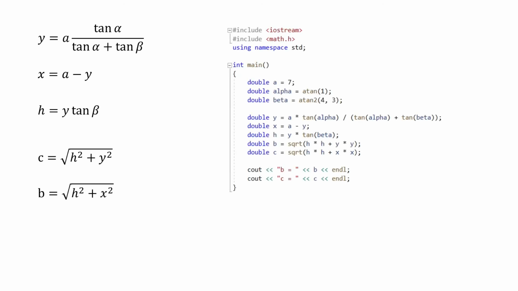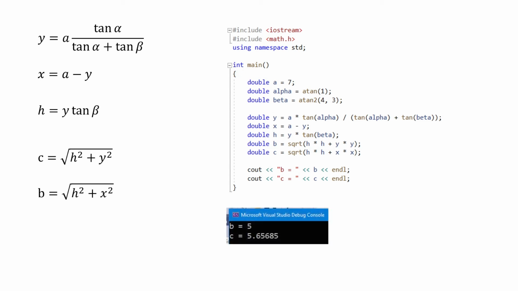This is the corresponding code in C++. Run the program and get the results. 5 and 5.65685, which stands for 4 square roots of 2.